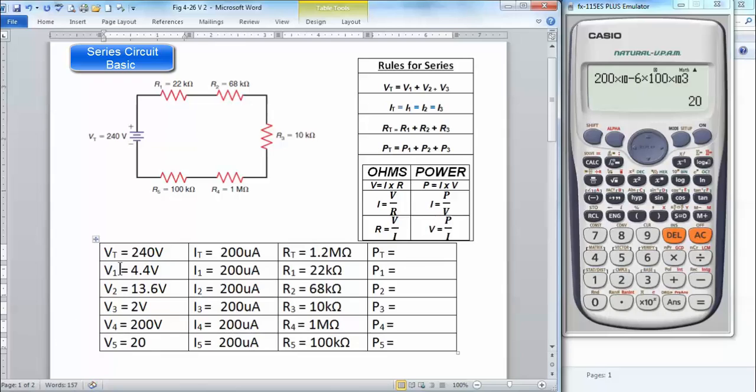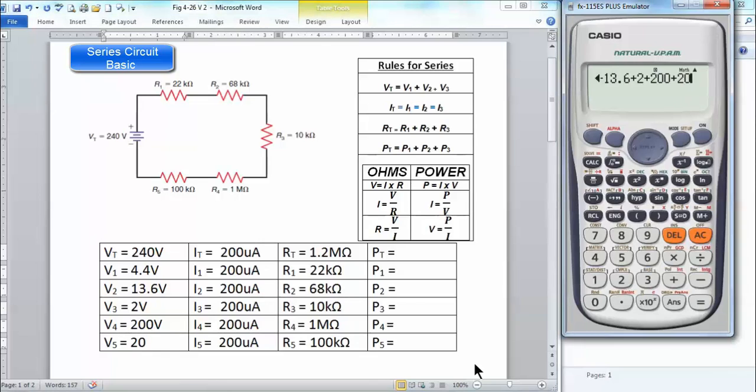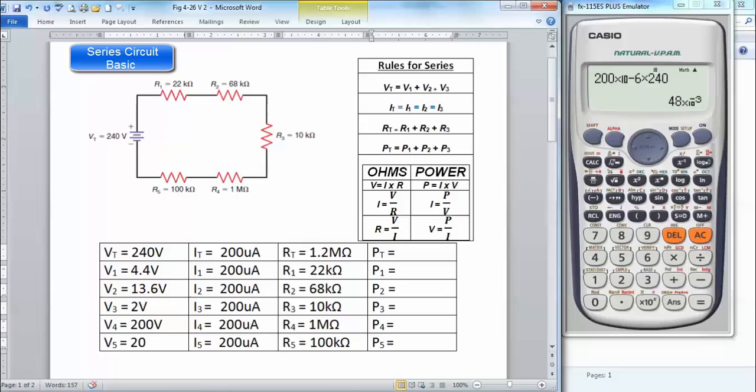I can check these by adding up V1 through V5, and they should total 240 volts. So I punch all my voltage values in, and they do equal 240 volts. So I did that part correctly. Now I can calculate all of my power. I'll start with PT. PT is equal to, as you see here, IT times VT. Gives me a total of 48 milliwatts.